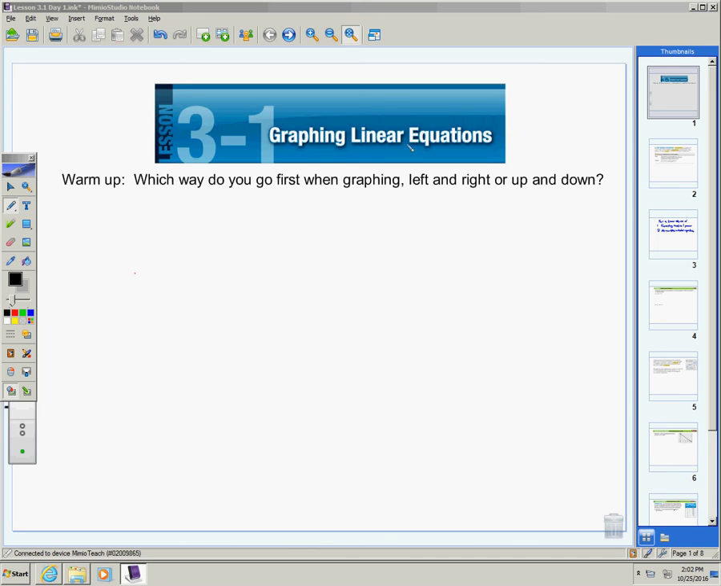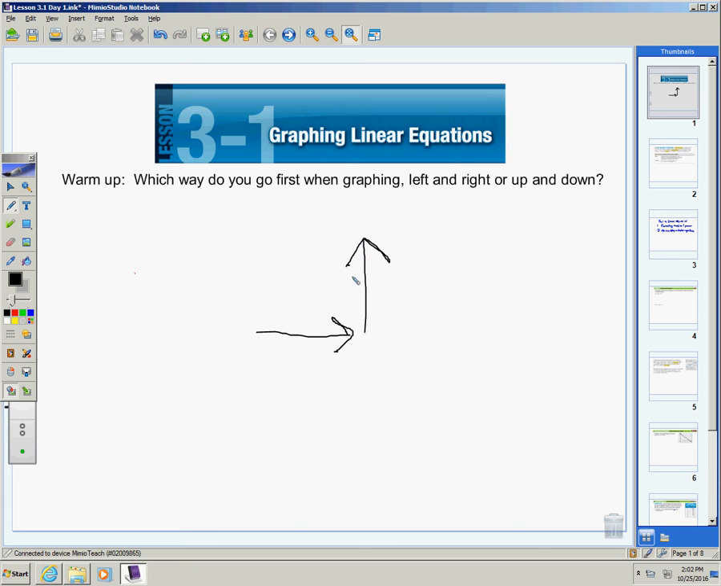Talking about graphing linear equations. And just quick for your warm-up, think about which way you go first when graphing: left and right or up and down. Remember, you go left and right first, and then you go up or down. Remember, you've got to walk to the tree before you climb it.